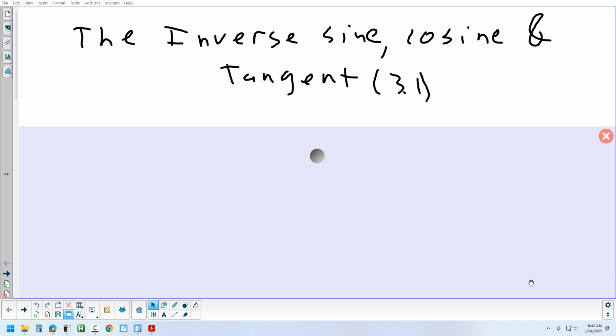This is our third week looking at trig. The first week we looked at some basics, like how you convert between degrees and radians. That was important. The second week we did unit circle trig, using the 30s and 45s and figuring out the six trig functions of those special angles. And now we're going to look at what's called inverse trig.